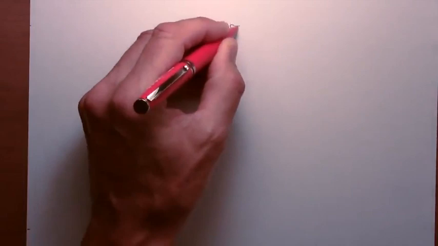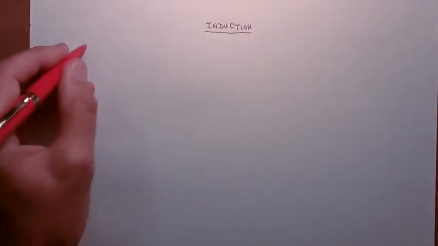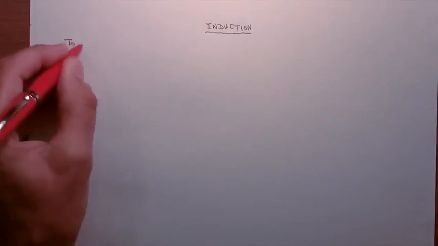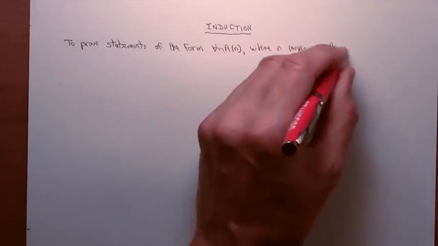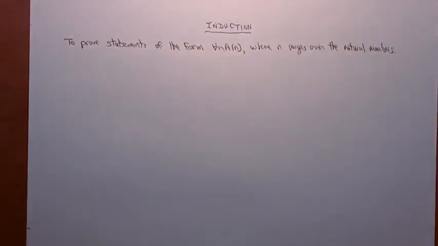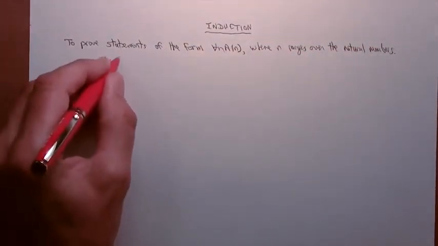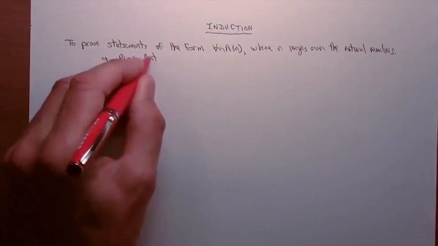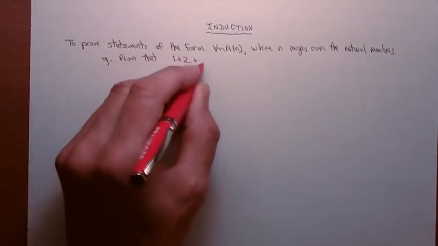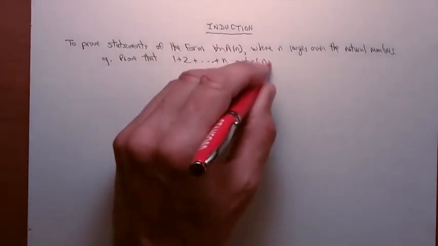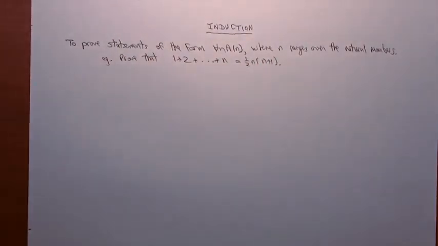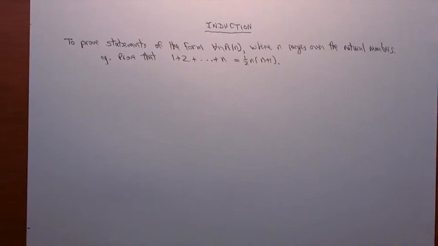Now let's look at proof by induction. This is the special case where we're proving universally quantified statements where the quantifier ranges over the natural numbers. For example, suppose I want to prove that 1 plus 2 plus etc. plus n equals a half n(n plus 1). So the sum of the first n natural numbers is a half times n times n plus 1.